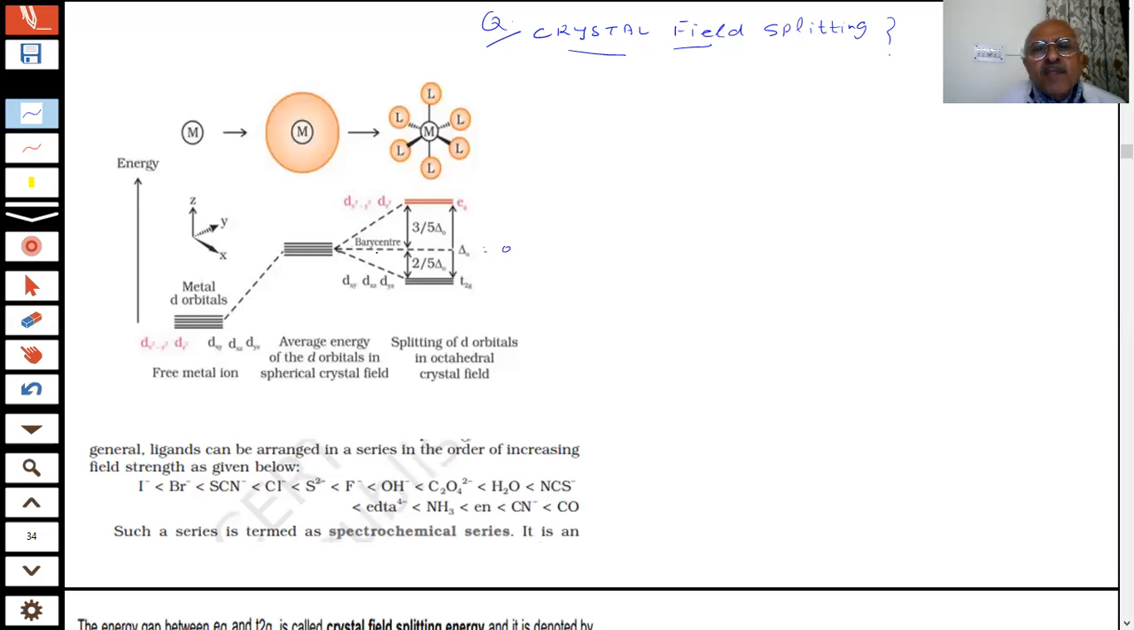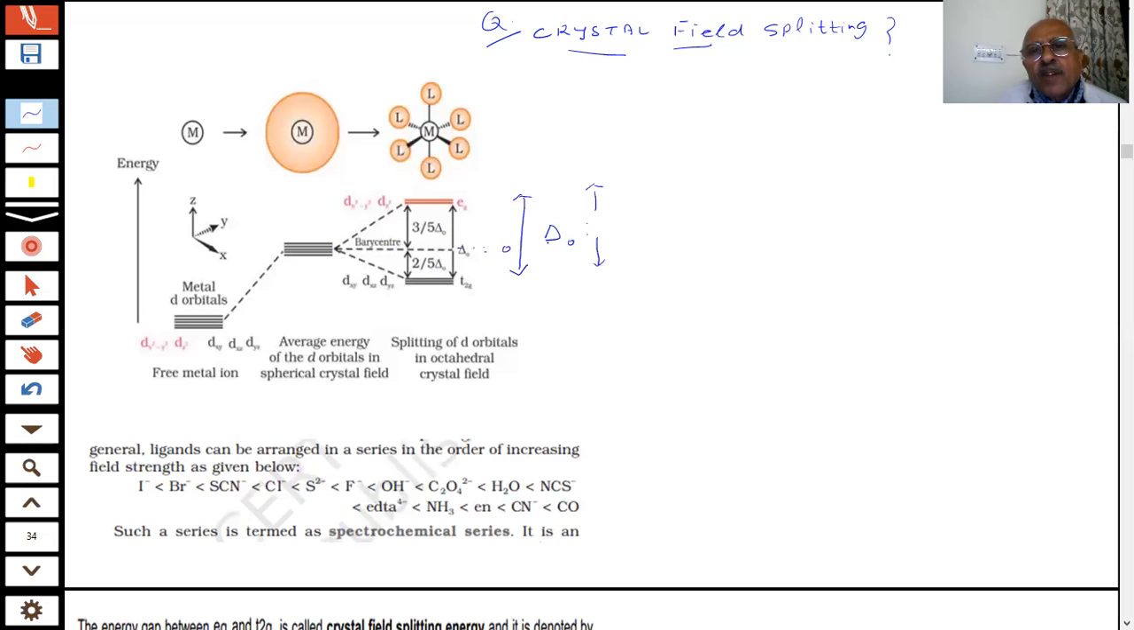So what happens, student, if this is my barycenter or zero point, here this is my delta zero. This is what is called the crystal field splitting energy. So delta zero is my crystal field splitting energy. If I consider this, what happens? The two orbitals are raised, and these are coming down, students.